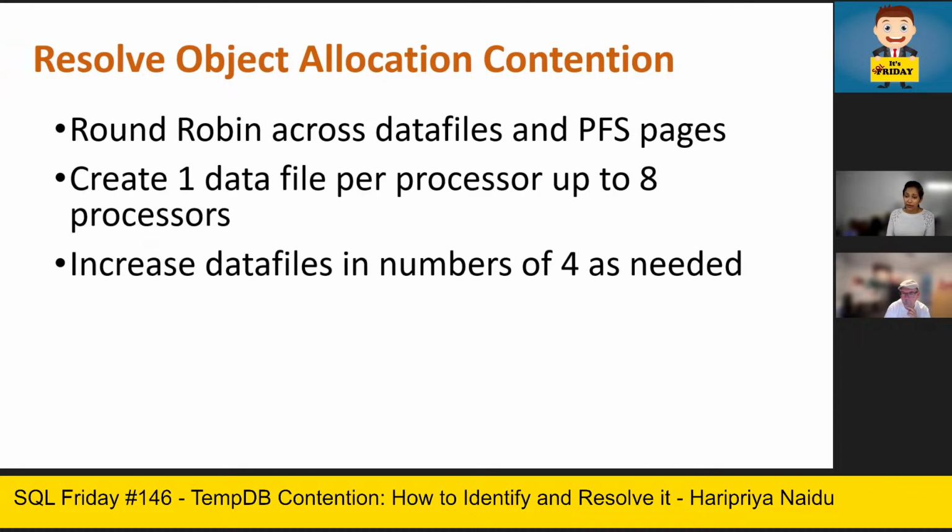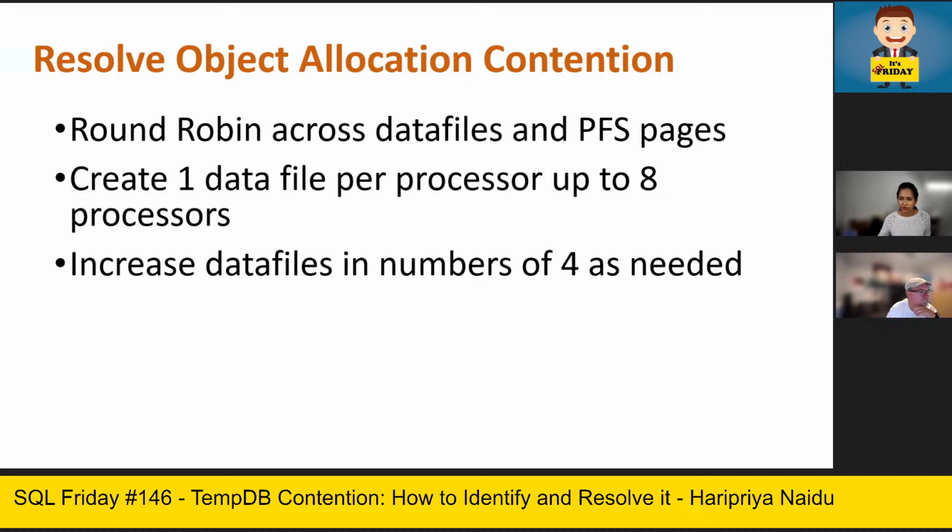Now that being said, how many data files should you add? If you have 4 processors, add 4 data files. If you have 8 processors, add 8 data files. If you have 16 processors, start with 8 data files. And that is what the SQL Server install will also give you by default. Always start with 8 data files. In this case, when I say just data files, it means TempDB. Okay, so start with 8 data files.